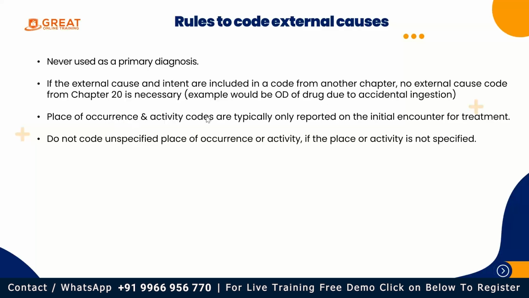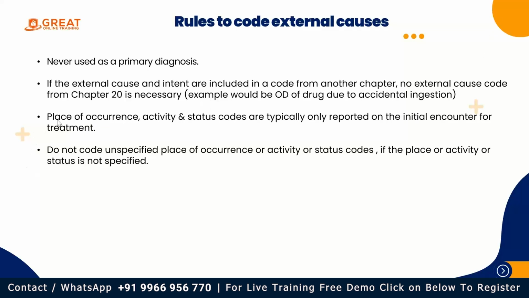Place of occurrence and activity codes are typically only reported on the initial encounter for treatment. Okay, we have to add one more. Just give me a minute. I add one more point here. Now it is correct. Place of occurrence, activity, and status codes are typically only reported on the initial encounter for treatment. Do not code unspecified place of occurrence, activity, or status code if the place, activity, or status is not specified or not documented. Okay. So these are 4 important points related to external cause.